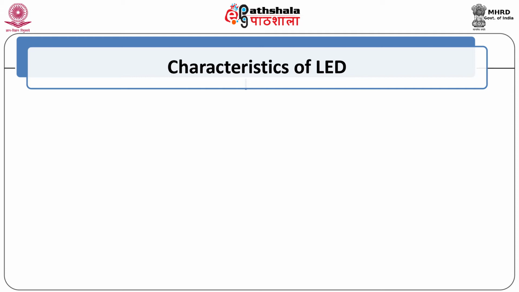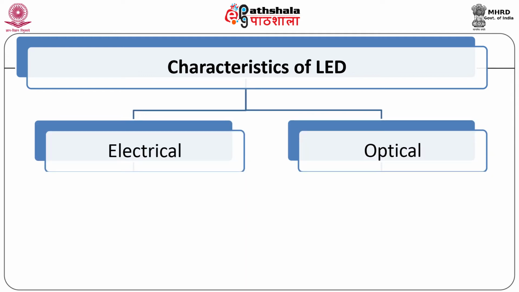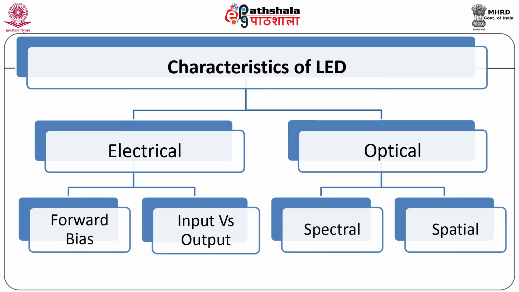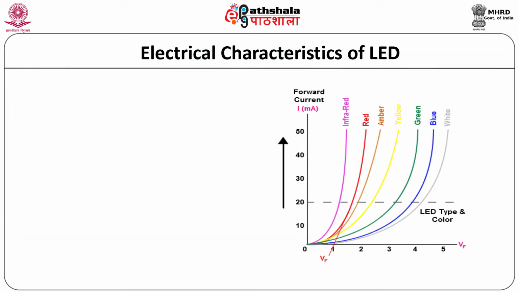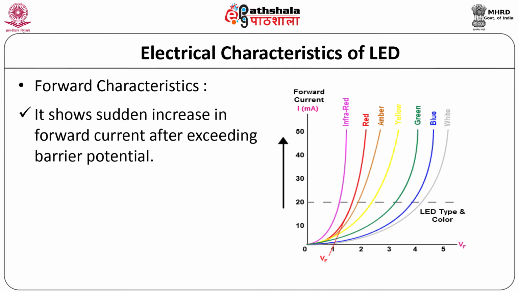Broadly, LED characteristics can be categorized as electrical and optical. Further, electrical characteristics are of two types: forward bias characteristic, giving the relation between forward voltage and forward current, and secondly, input versus output characteristic. Optical characteristics are also of two types: spectral characteristic and spatial characteristic. The electrical characteristic gives how forward bias current increases with forward bias voltage. It is seen that there is a sudden increase in forward current when voltage exceeds the barrier potential.